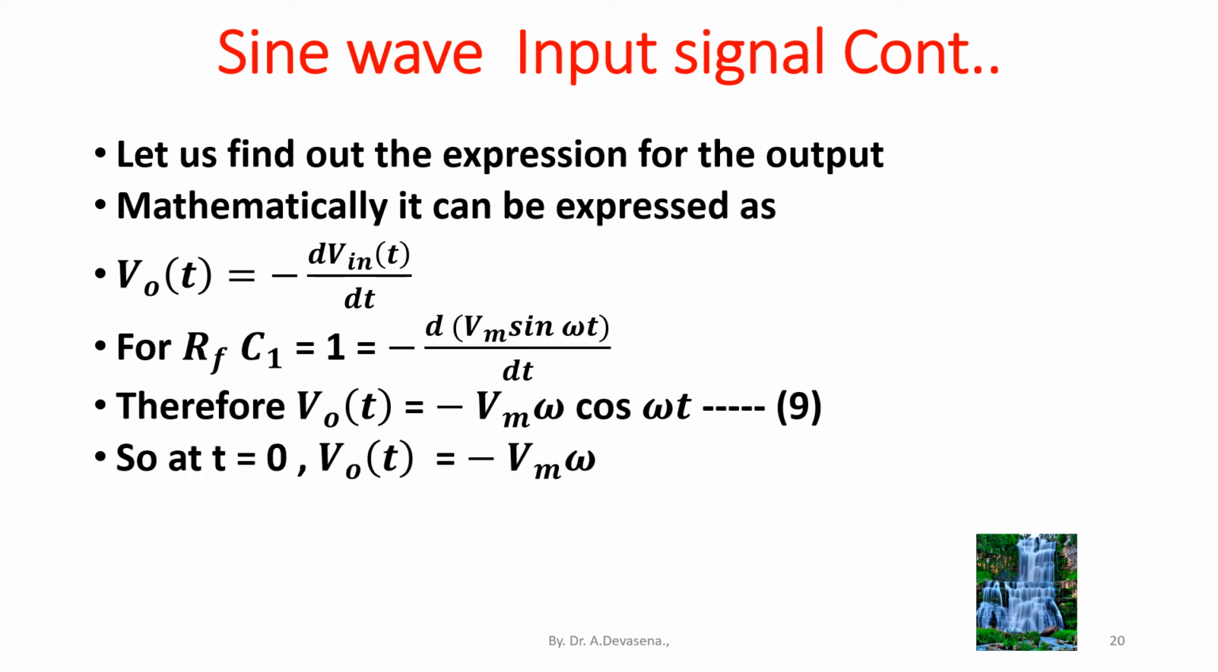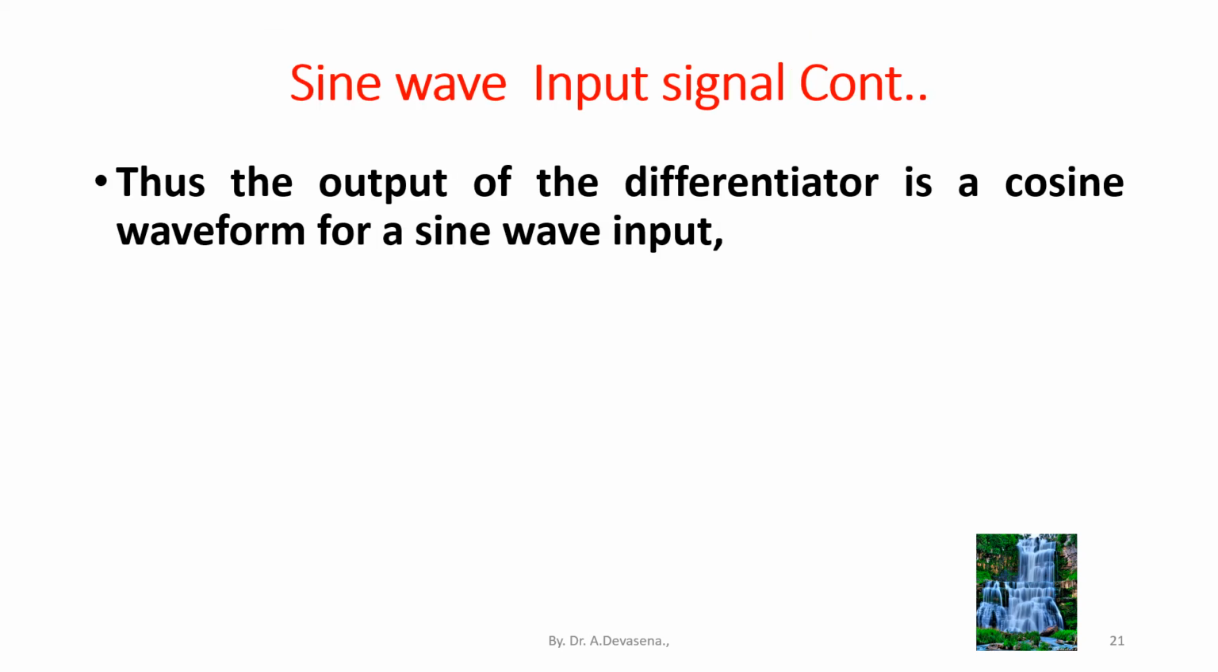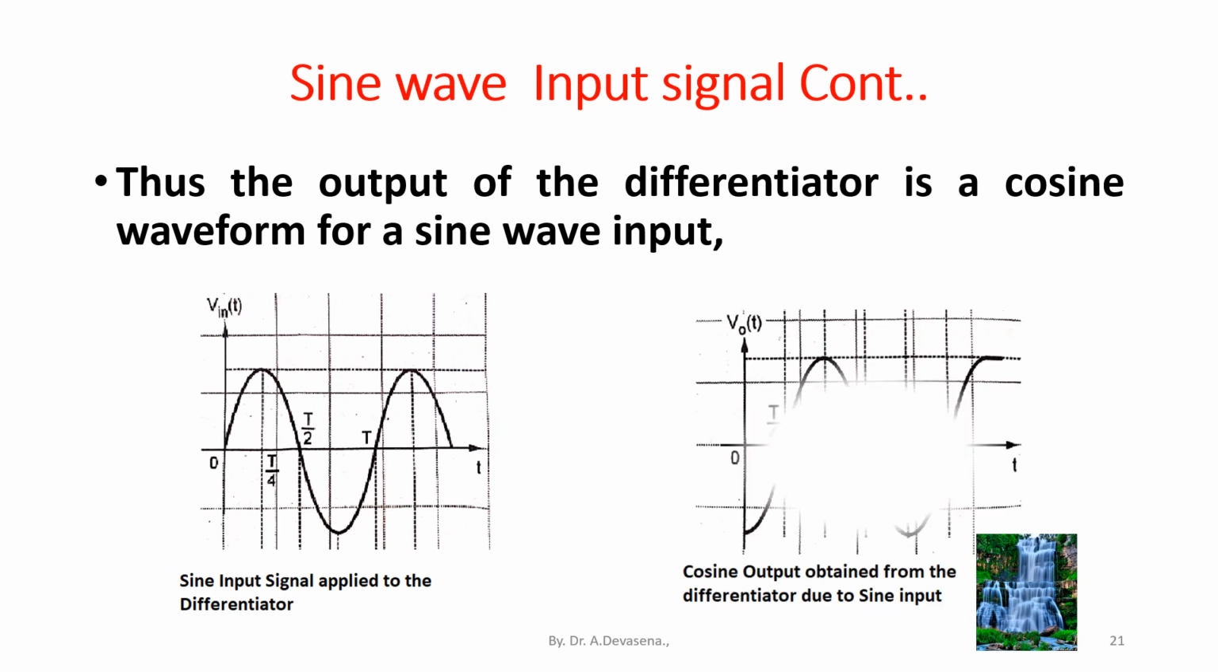So, at t is equal to 0, the output Vo of t is equal to minus Vm omega, because cos 0 value is 1. And at t is equal to capital T by 4, Vo of t is equal to 0. And at t is equal to capital T by 2, Vo of t is equal to plus Vm omega, and so on. Thus the output of the differentiator is a cosine waveform for a sine wave input. Here is a representation, sine input signal that is applied to the differentiator. The corresponding cosine output obtained from the differentiator is indicated here.